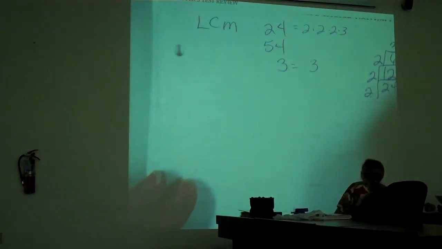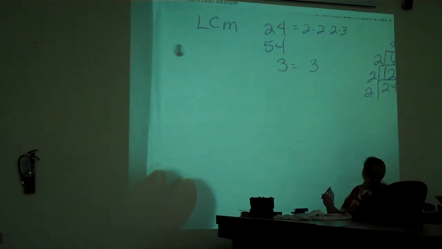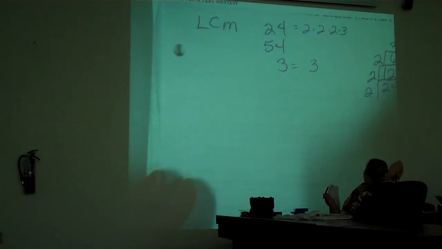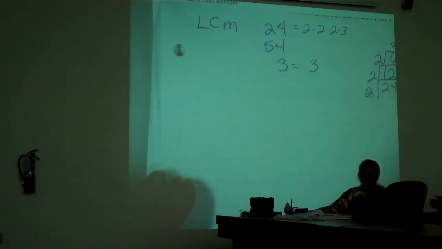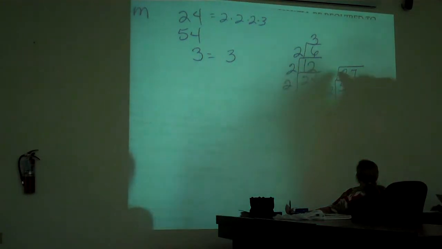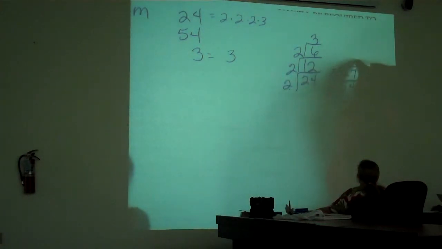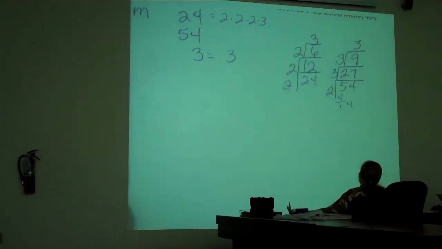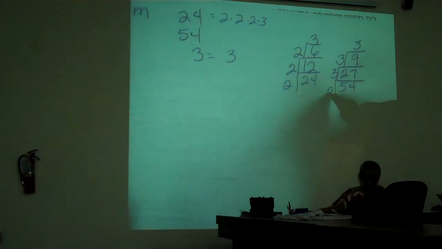Now 54. Divided by, what do you want to divide by? You can't divide it by 3, you divide it by 2. 2 times 27 is 54. Can't divide 27 by 2. Sorry, I didn't have it where you can see it. You can do it by 3 now, right? 3 times what? 9. What can you divide 9 by? 3. Okay. Prime on top, you're done. 2, 3, 3, 3.